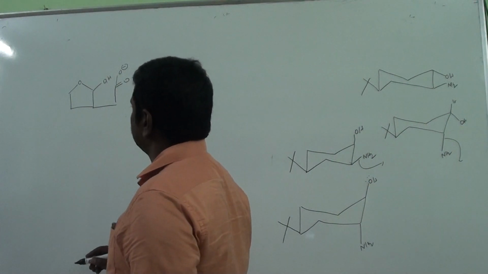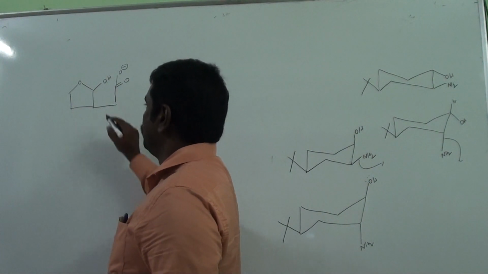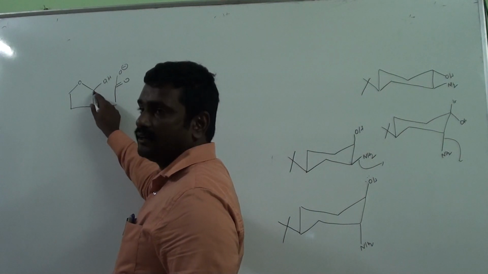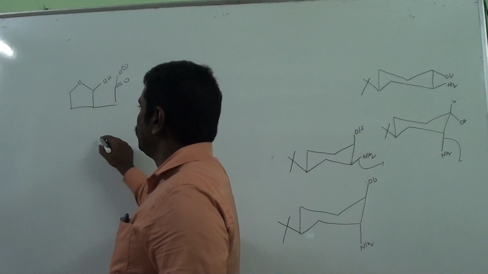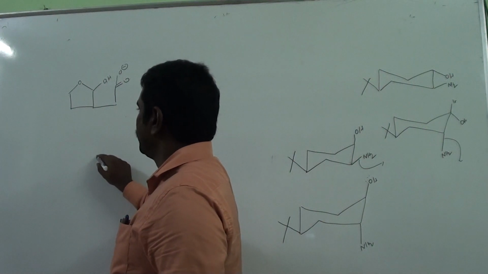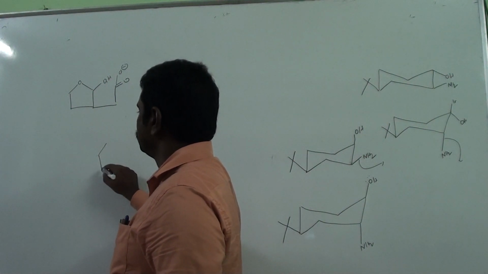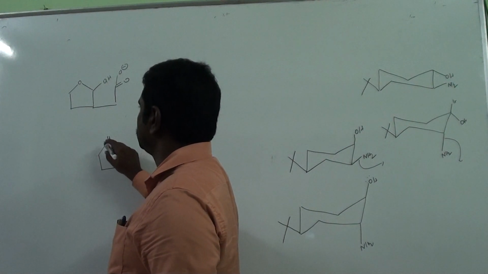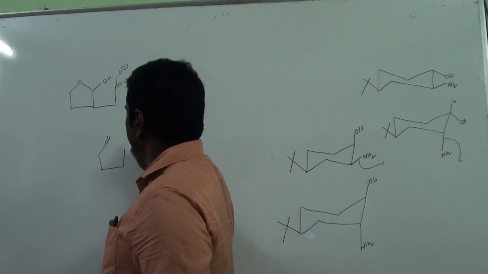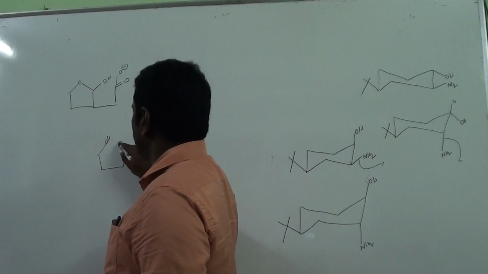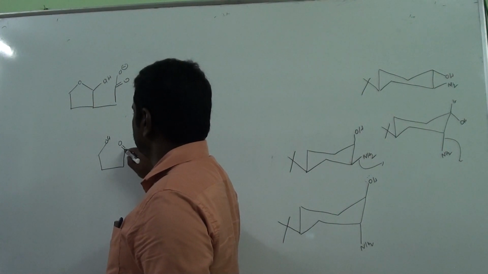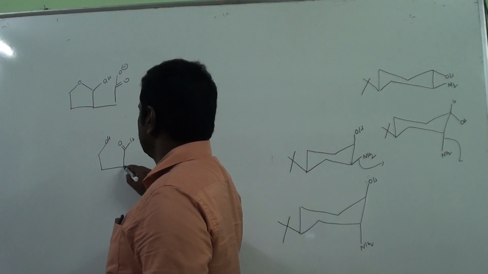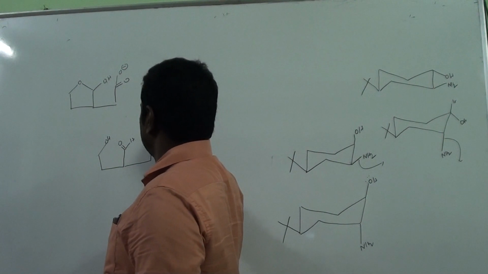On acidifying, this acetal bond, this hemiacetal also will break. So this is not hemiacetal break. This is OH, and this will become an aldehyde, right? CHO. And this one COOH.